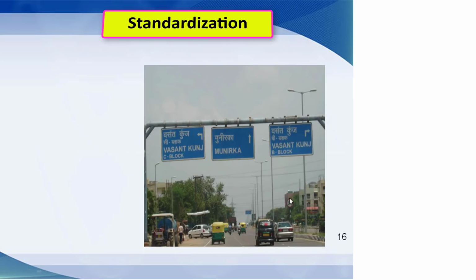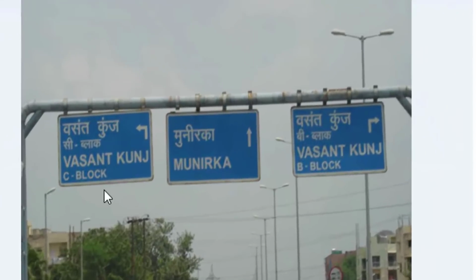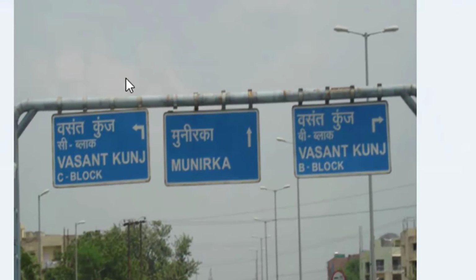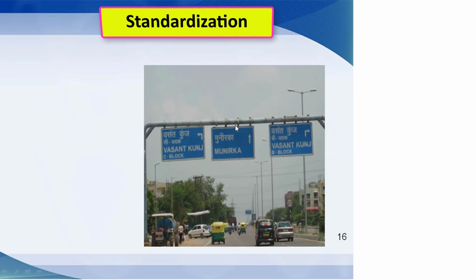Here you can see this is a picture of a Delhi road. You can see the signage has been displayed over here, where lots of things are standardized. You can see in all the boards, first they have used the Hindi language, then English. The font is standardized, color is standardized, height of display has been standardized, board size has been standardized. This arrow mark also has been standardized. So across Delhi, you will find these signboards in a standardized manner.